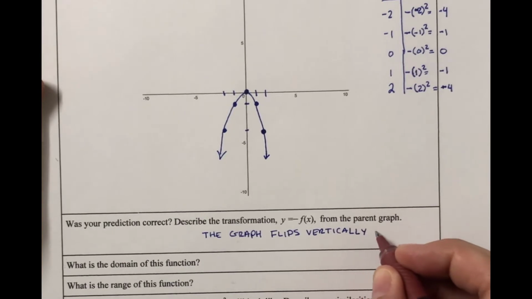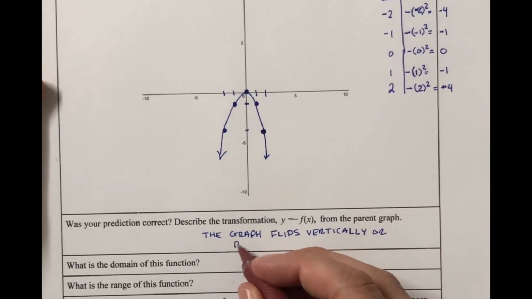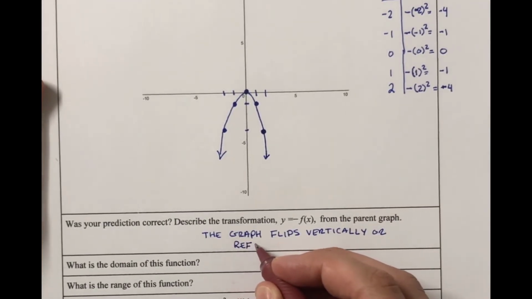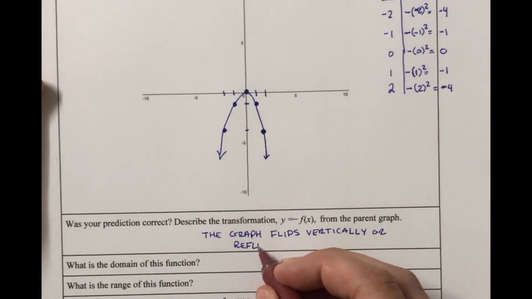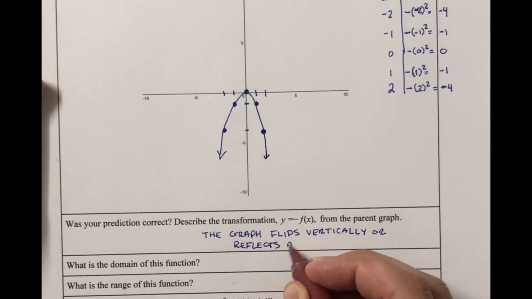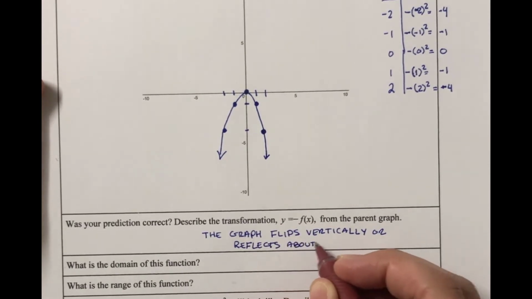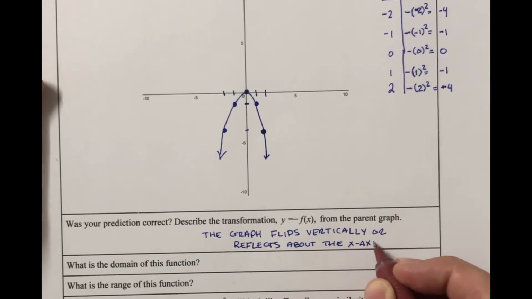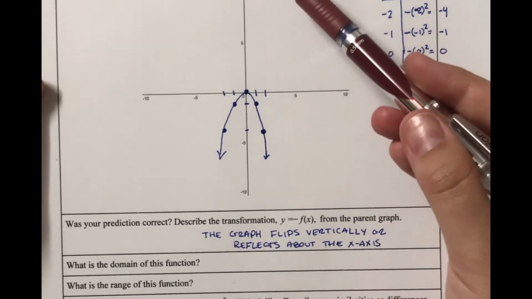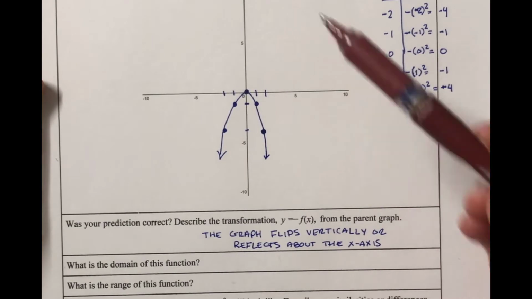Flips vertically, or you could say reflects. And we would say it reflected about the x-axis. Reflects about, or over, the x-axis. Okay, so a negative in front of the function actually flips it, or reflects it.